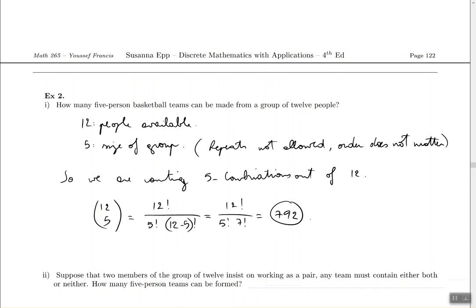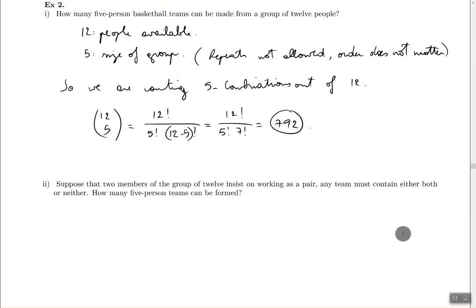Okay, so that's how many possible groups of size 5 you can have if you have 12 people in the room. Okay. So let's take a look at part 2 of the problem. Suppose that 2 members of the group insist on working together as a pair, and any team must contain both of them or neither one of them. Okay, so now how many 5-person teams can be formed?